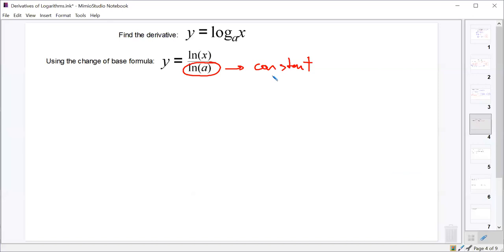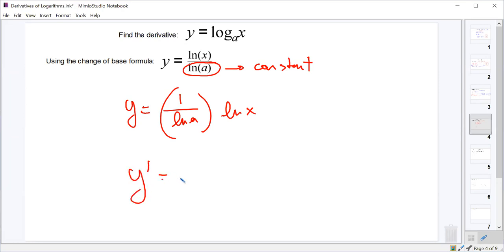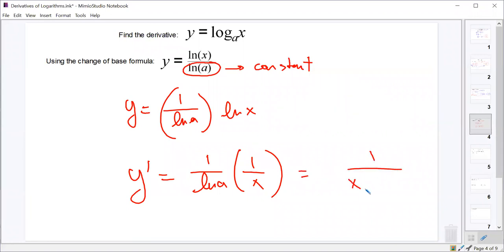All right, so let's take the derivative of this. Well, if natural log of a is just a constant, couldn't I rewrite this as 1 over natural log of a, a constant, times the natural log of x? And if we were to take the derivative of a constant times this function, the derivative should just be that constant times the derivative of that function. And the derivative of that function is 1 over x for the derivative of natural log of x, right? Which gives us 1 over x ln a.